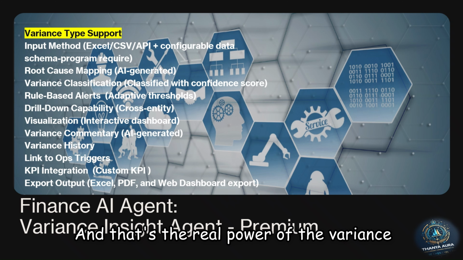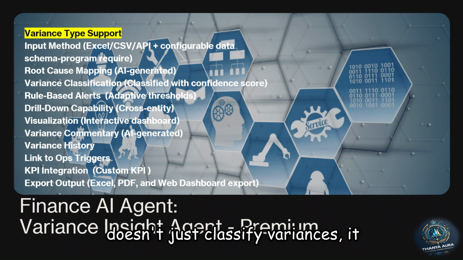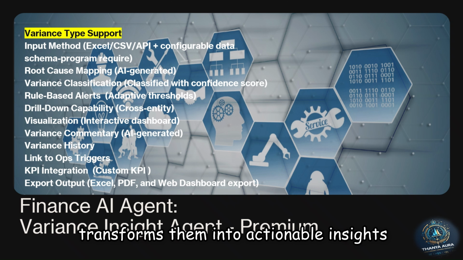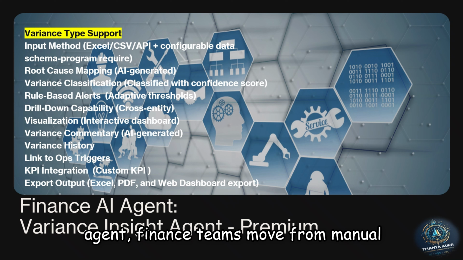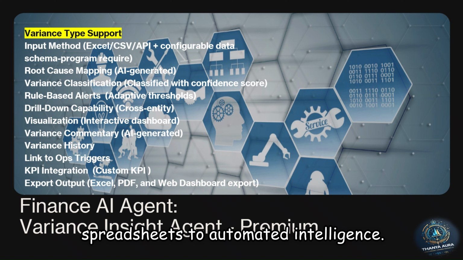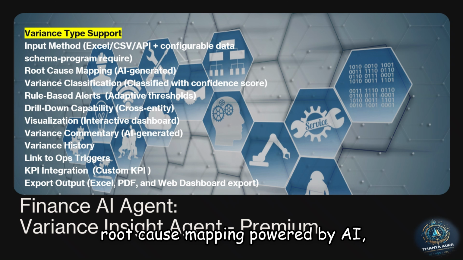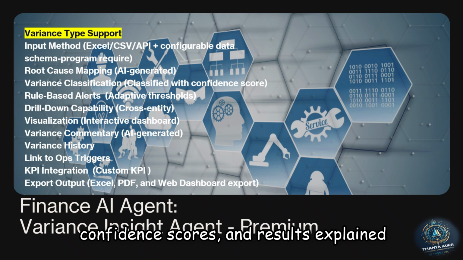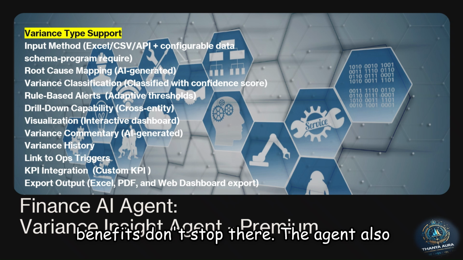And that's the real power of the Variance Simulation Agent, premium level. It doesn't just classify variances, it transforms them into actionable insights with context and clarity. With this agent, finance teams move from manual spreadsheets to automated intelligence. Instead of debating numbers, they get root cause mapping powered by AI, variance classifications backed by confidence scores, and results explained through clear commentary. And the benefits don't stop there.